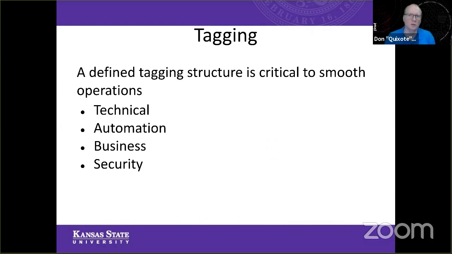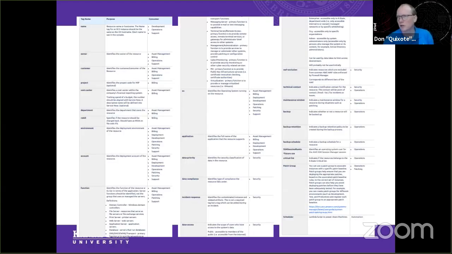Tagging is critical. You really need to think about your tagging policies. If you don't, it's going to become the Wild West and become spaghetti at some point. So there are several things you really need to look at: the technical aspects of tagging, any automation things, business needs, and security. Here's a view from our wiki of all of the tags we currently have.